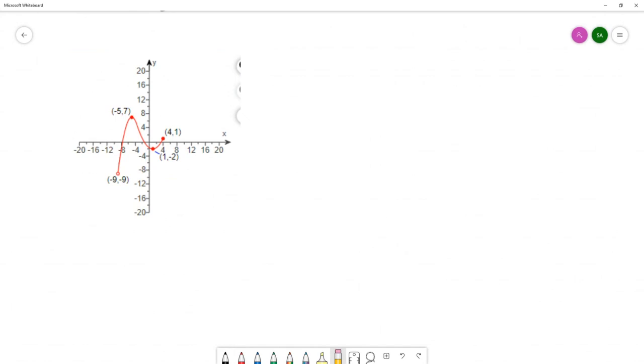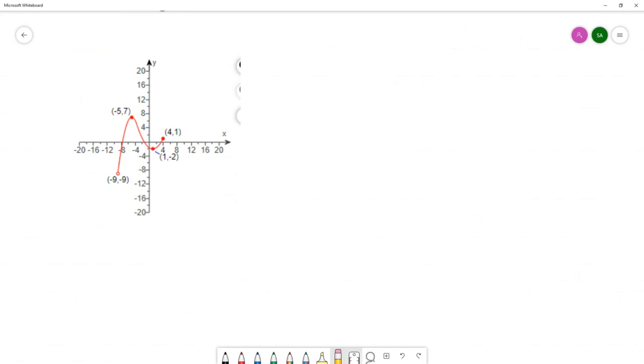For this one, we're asked to find the domain and range of this graph. This is different from the other one because instead of just having individual points, we have a curve, a line. So we're going to use interval notation this time to find the domain so that we don't miss any of these points that are in the middle that are not marked on the screen here.